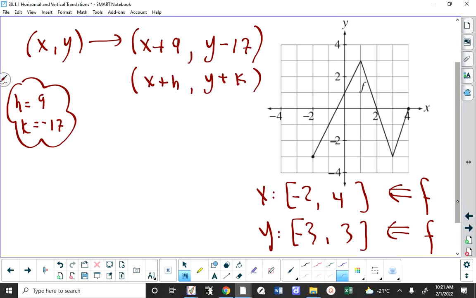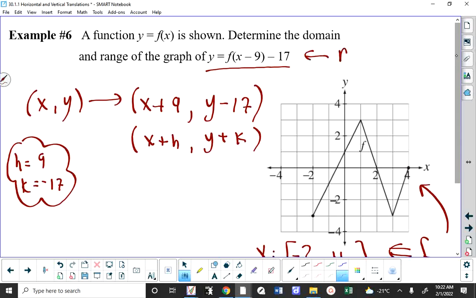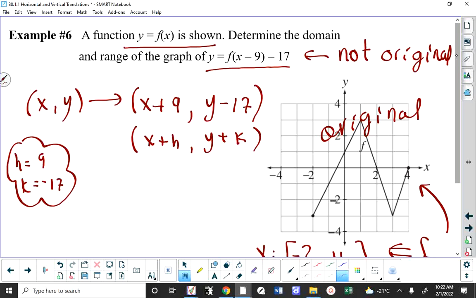Okay, go ahead, Ian. How is that the original domain if y equals f of x is the original? Well, this is the original graph. But that doesn't translate to y equals f bracket x minus 9 bracket. No. This is not the original. This is the original. It says a function is shown, and it says the function is f of x. So you see an f there. This is f of x.